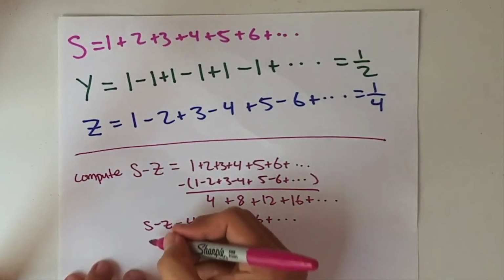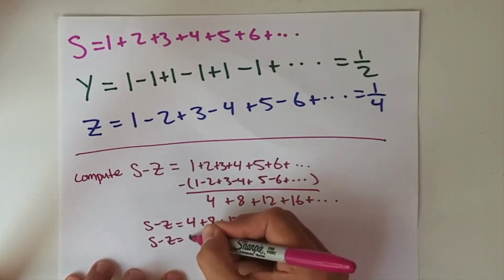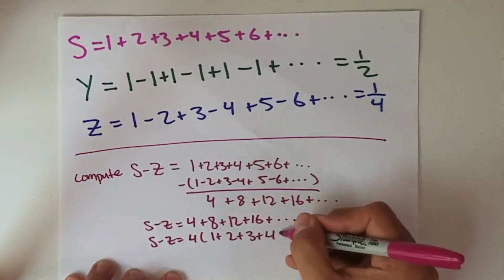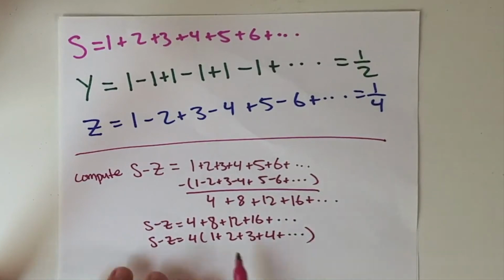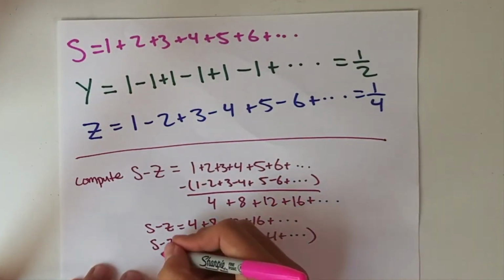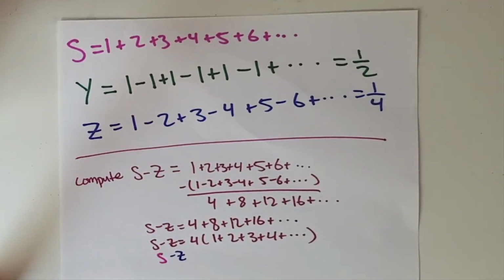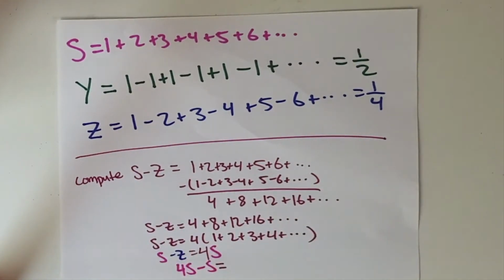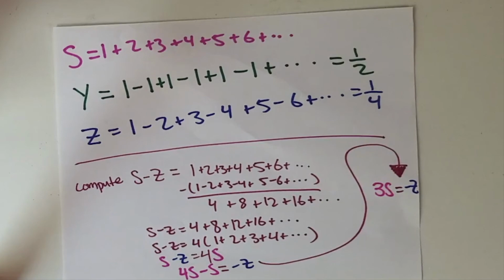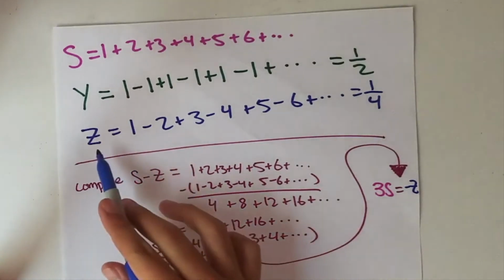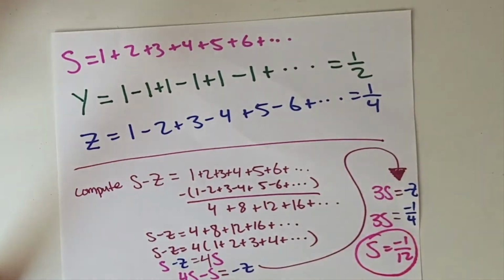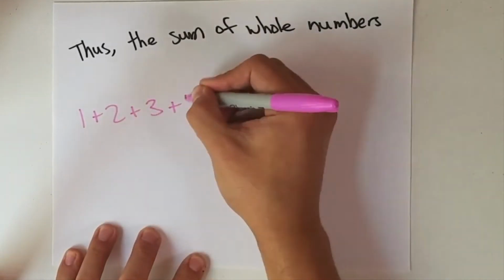And if we factor out a 4 from the right side, we will get S minus Z equals 4 times (1 plus 2 plus 3 plus 4 plus, etc.). Note that the series in the parentheses is simply S, so we have S minus Z equals 4S. Or in other words, 3S equals -Z. Since we know that Z equals 1/4, we can use algebra to see that S equals -1/12. Thus, the sum of all whole numbers is -1/12.